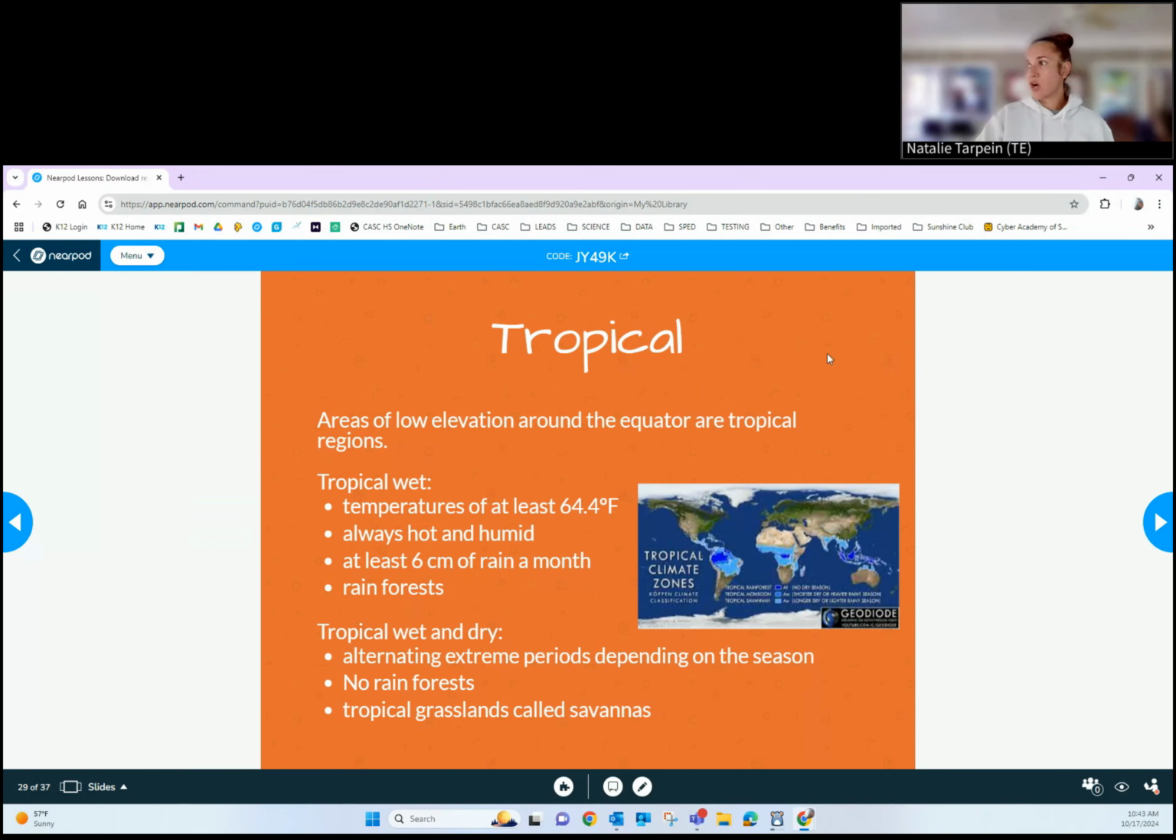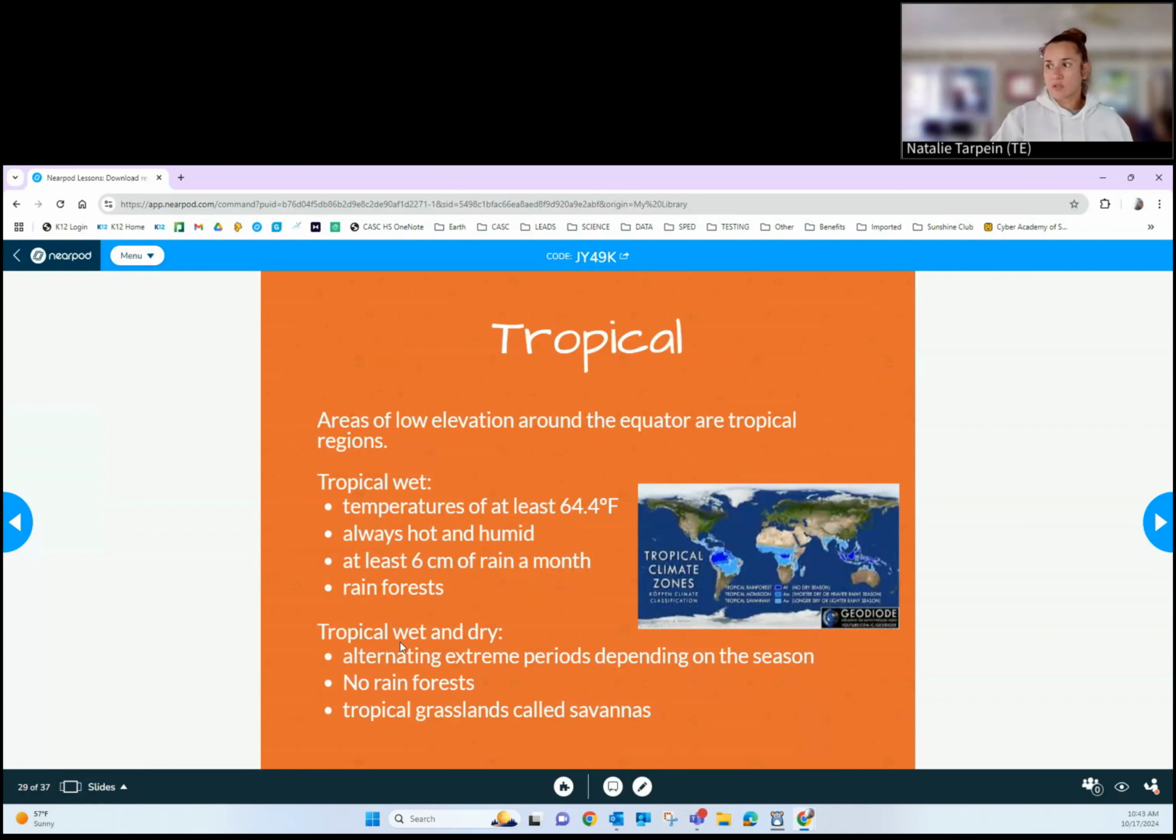Some examples of tropical: areas of lower elevation around the equator. So if you look, the equator's in the middle, remember like we said, kind of middle of Earth, 0 degrees in latitude. And then temperatures of at least 64.4 degrees Fahrenheit. These are the tropical wet conditions. Hot and humid, at least 6 centimeters of rain per month in rainforests. So that would be tropical wet, the darker blue areas in this map.